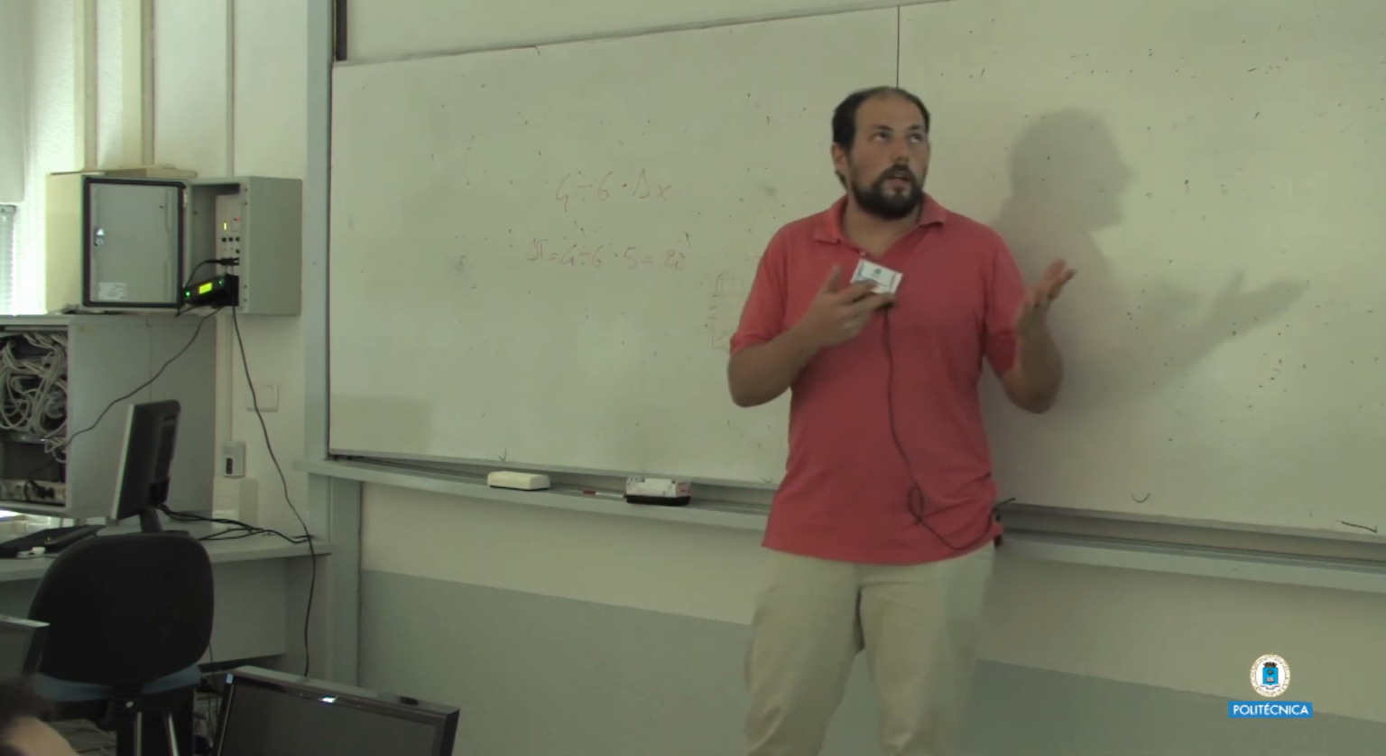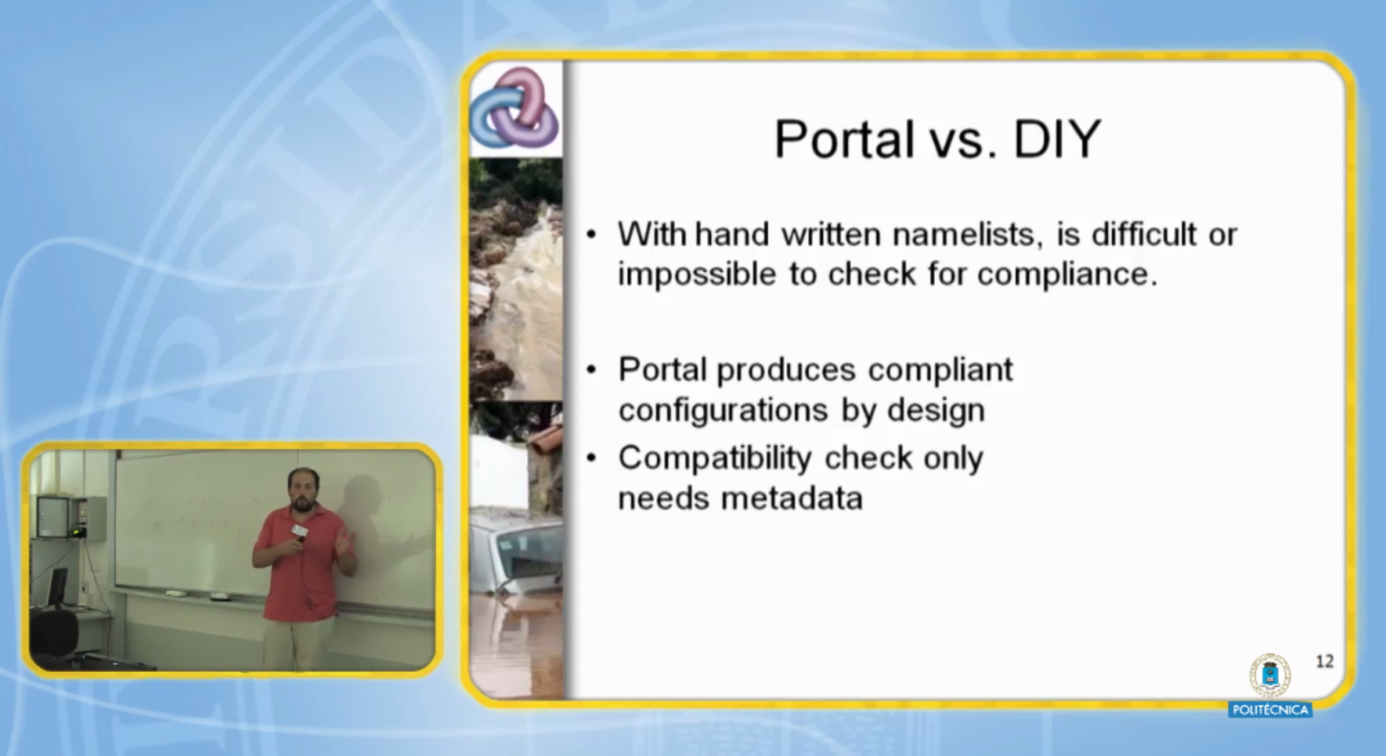So if we go completely through custom portlets in the portal, we are sure that the configuration is sound. If we customize it a little bit, if we load namelists from files, or if we use models that cannot be configured through the portal, then we need to add some compatibility checks.